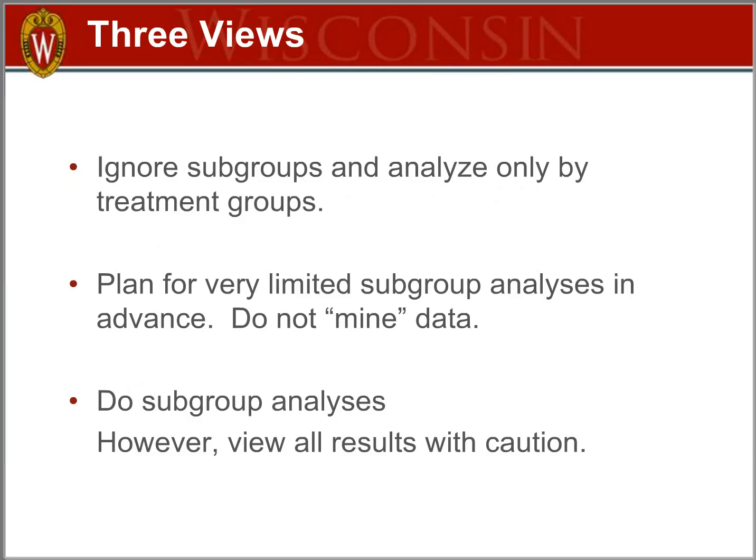So the three views on subgroups that some people discuss: one is that you should just ignore them and never do them, only analyze overall. The second plan is to define these subgroups in advance and don't mine or dredge the data. Third is do the kind of subgroups you would be tempted to do, but always review them with caution and rarely make conclusions on the basis of any particular subgroup. Regardless of which approach you take, subgroups are challenging, and especially if you get curious about them after you've seen the outcome data.